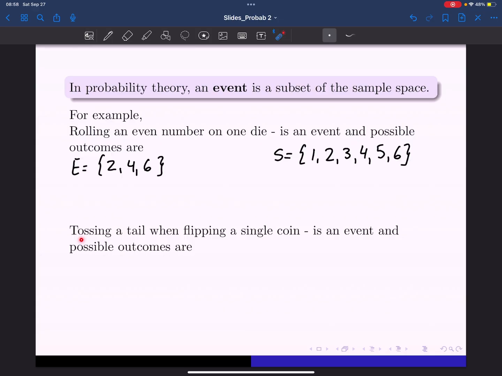Now, another example: tossing a tail when flipping a single coin is also an event, and we're going to have just one outcome, tossing a tail. So this would be my event E. The sample space, when you flip a coin, is a tail or a head. So there are two outcomes there. If you have two, you just take one of them, so it's a subset.